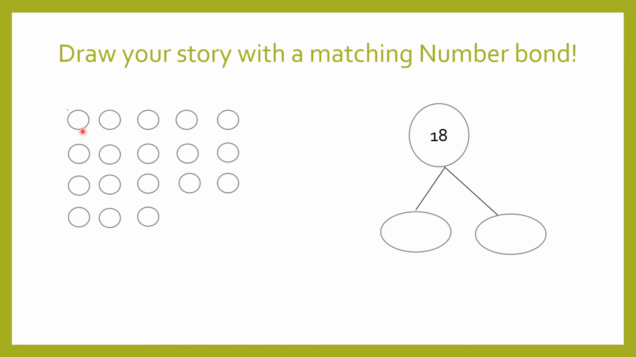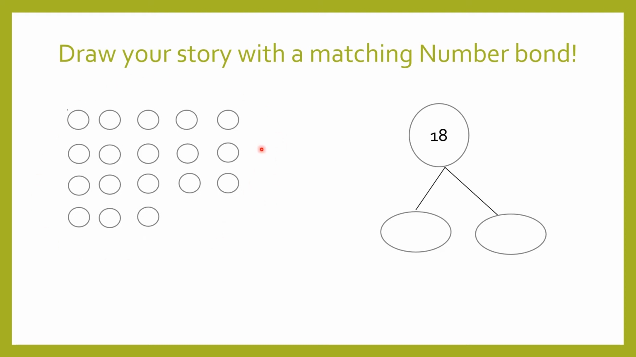Let's count. 1, 2, 3, 4, 5, 6, 7, 8, 9, 10. Keep going. 11, 12, 13, 14, 15, 16, 17, 18. So here's our 18 ants.